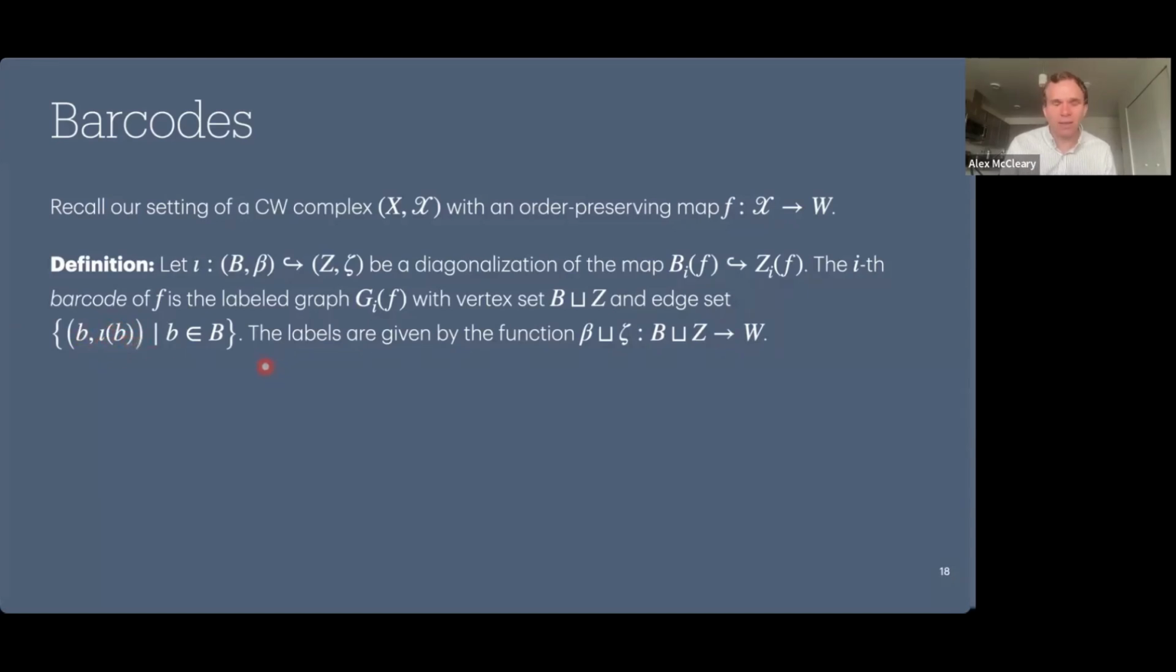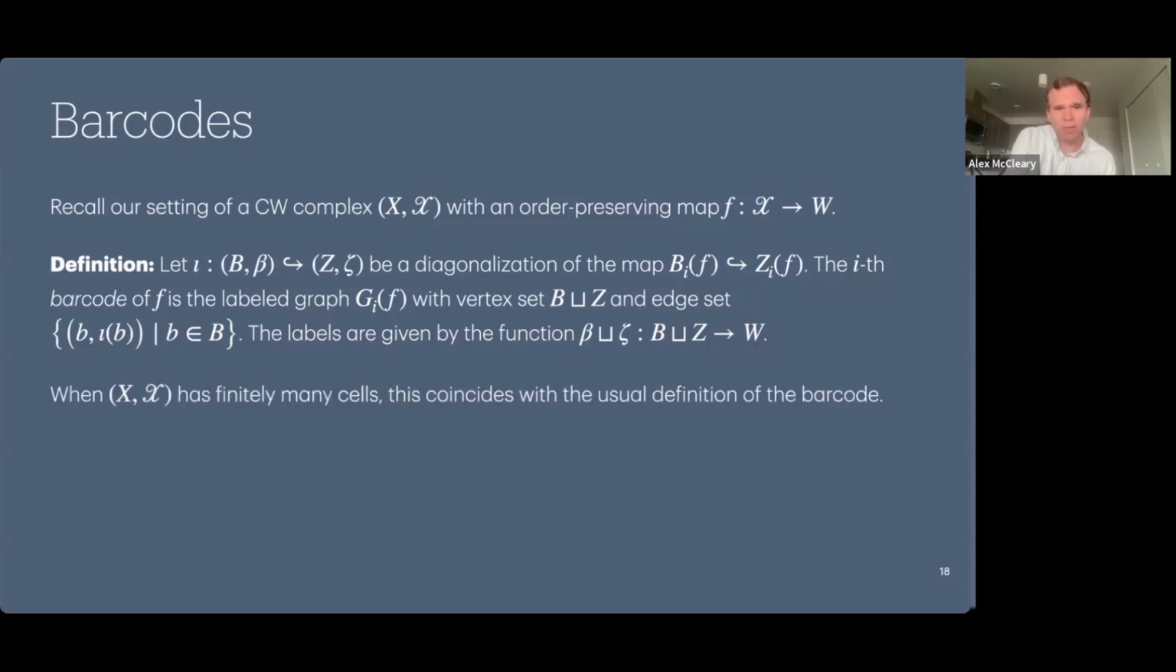And then we also have the labels. We have these functions beta and zeta, which tell us where these points in our basis set occur, and we'll use those to label our points. So at least in the case when our CW complex has finitely many cells, this coincides with the usual definition of the barcode. But of course, we don't need any finiteness conditions to define this. We're just building it using a diagonalization.